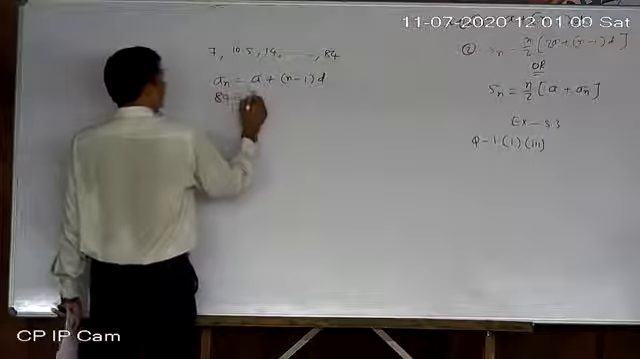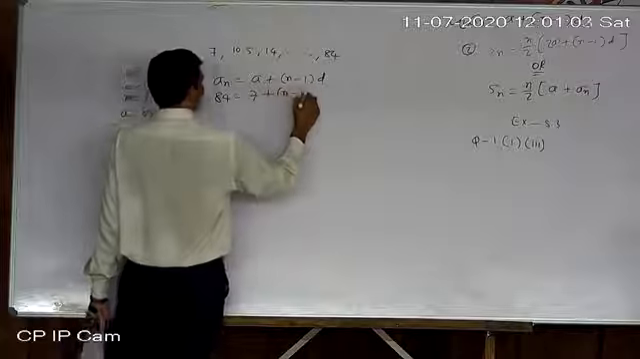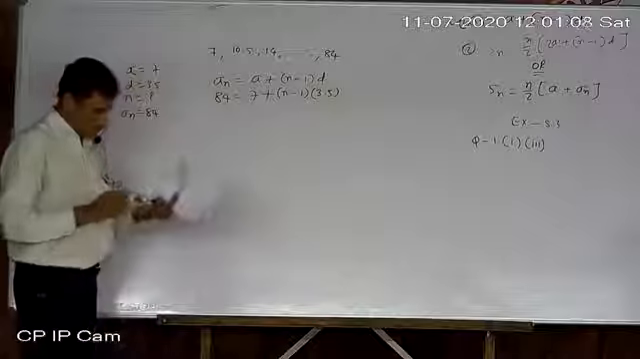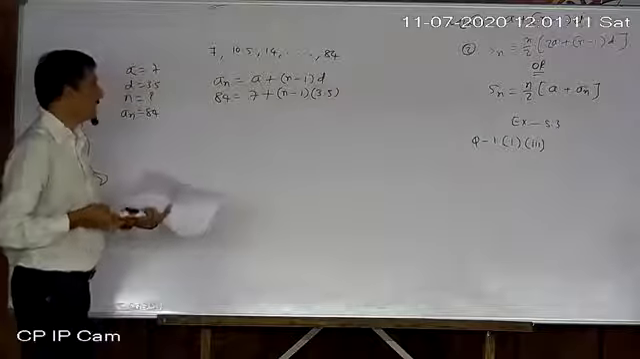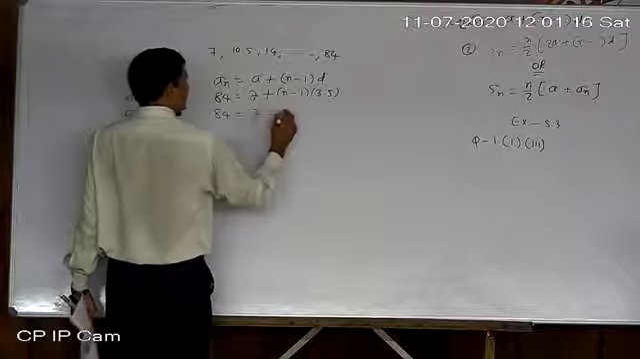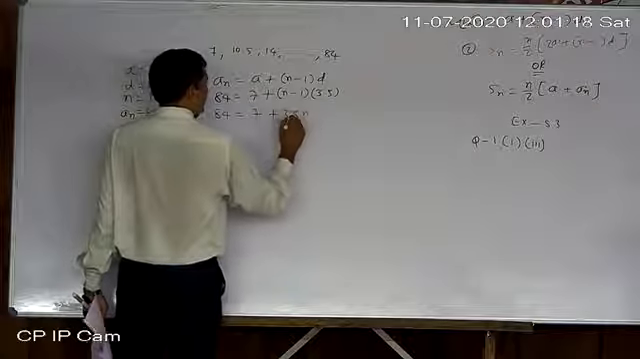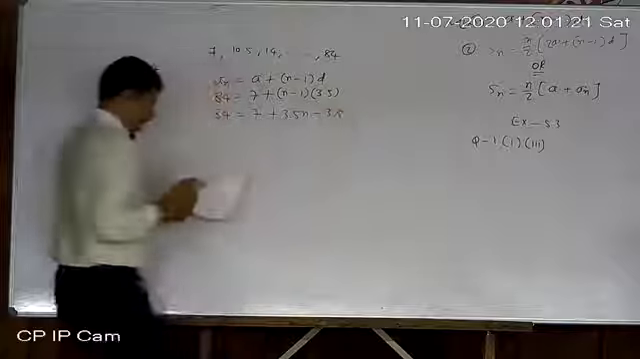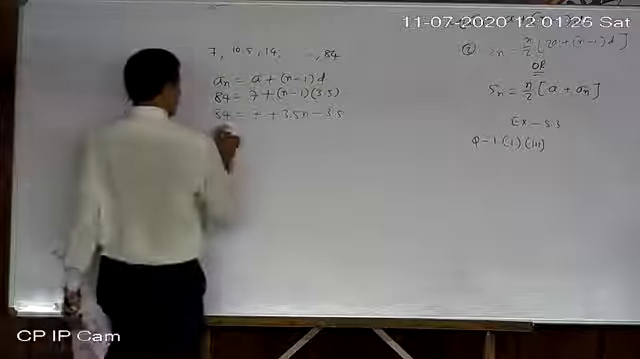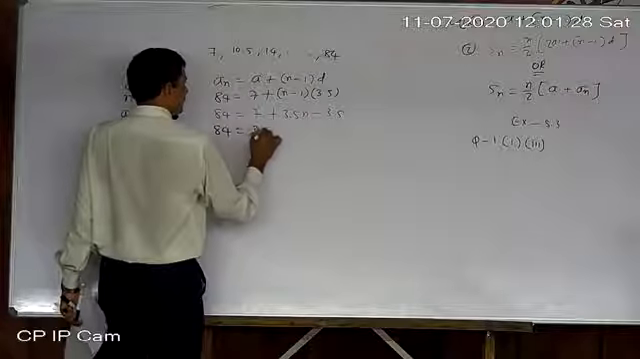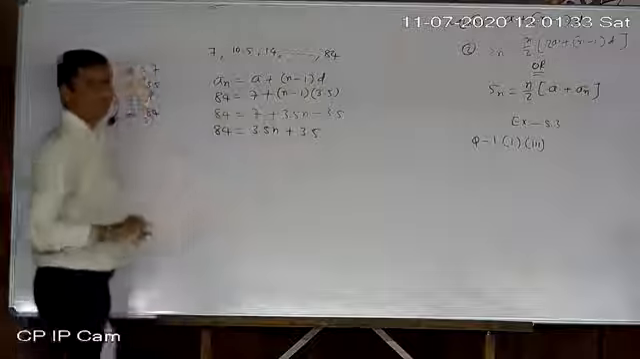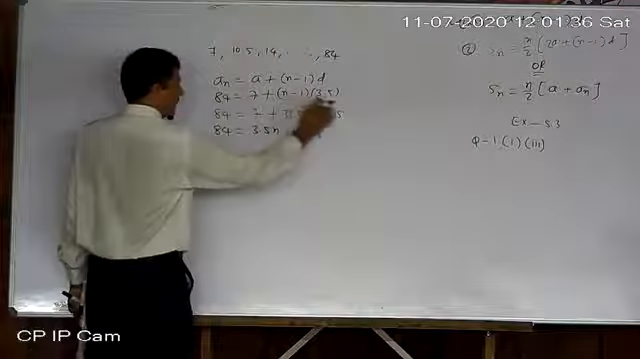84 equals 7 plus (n minus 1) times 3.5. You know that process. We have done well practicing that. Now 84 is equal to 7 plus 3.5n minus 3.5. I just open that bracket. Now 84 is equal to 3.5n plus 3.5. Why? 7 minus 3.5. Okay, I just place our values here.